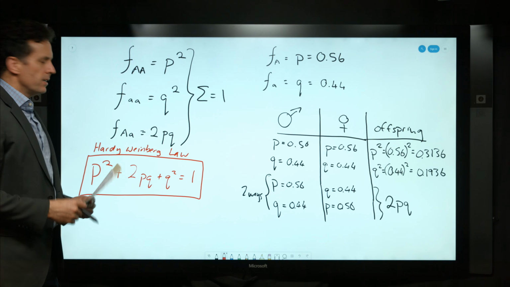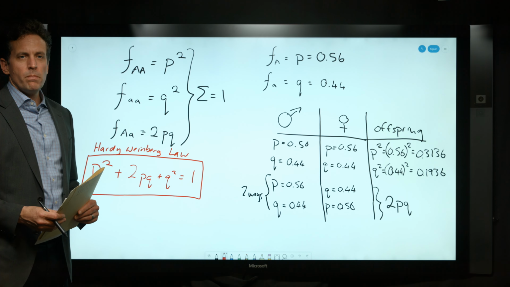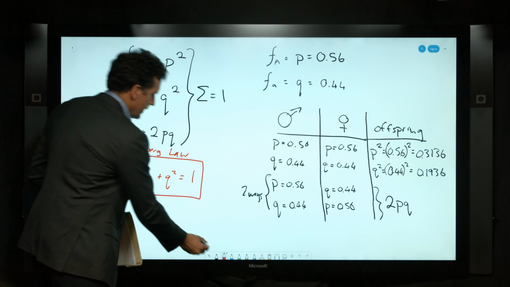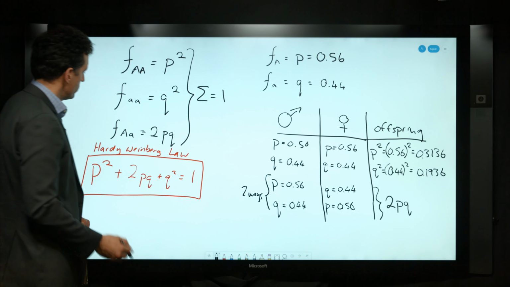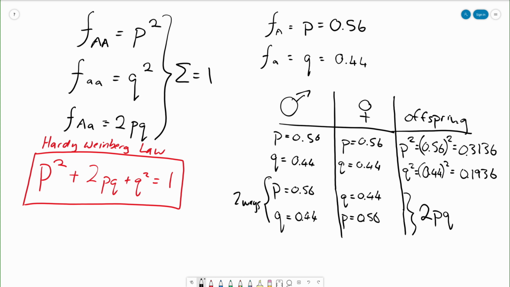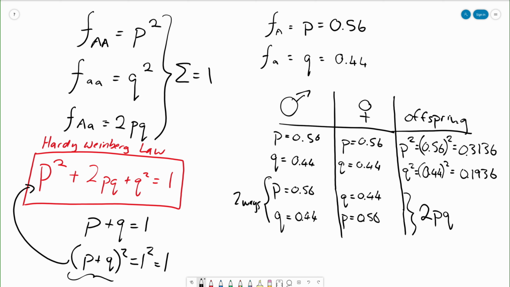All right, and this is actually a very simple mathematical relationship, and you can see that this must be the case. If you recall some of your high school mathematics, we started off knowing that p plus q is equal to 1, and so it follows that p plus q squared must be equal to 1 squared, which of course is 1. And if you expand this, of course, you get this. And so this all makes sense.